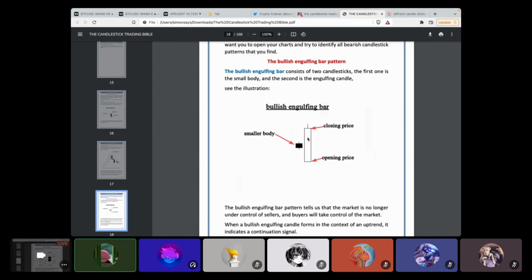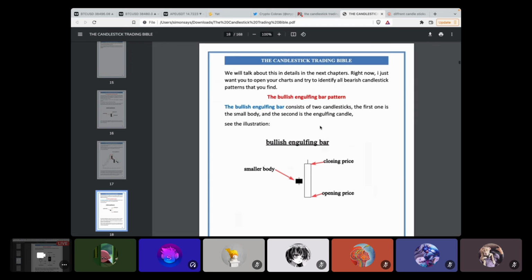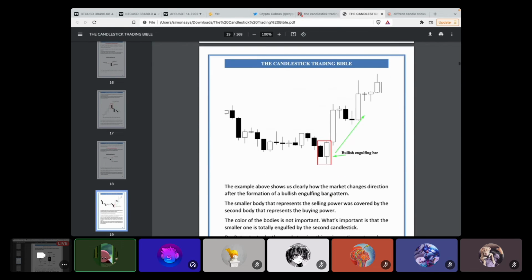Real quick, bullish engulfing bar. A bullish engulfing bar consists of two candlesticks. The first one is the small body. The second one engulfs it. Same thing, reversed, right? As we will just look to the chart pattern real quick. This one's a lot nicer.